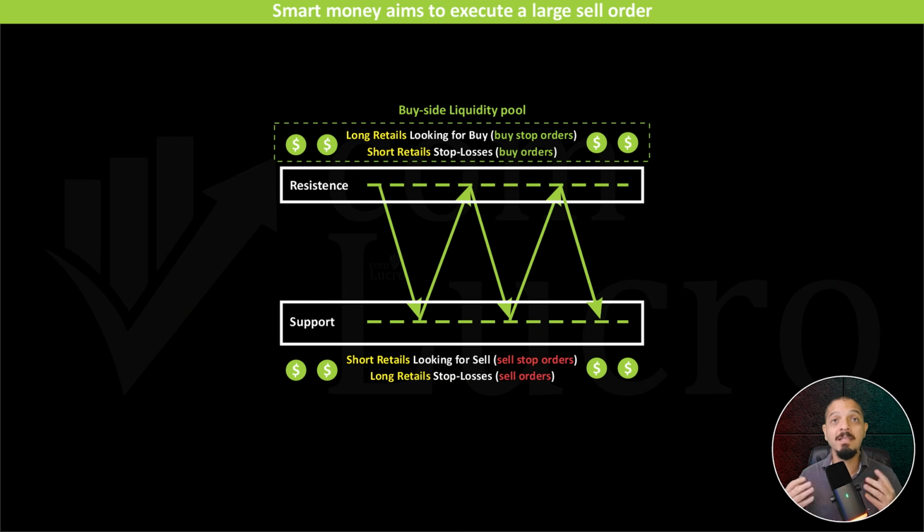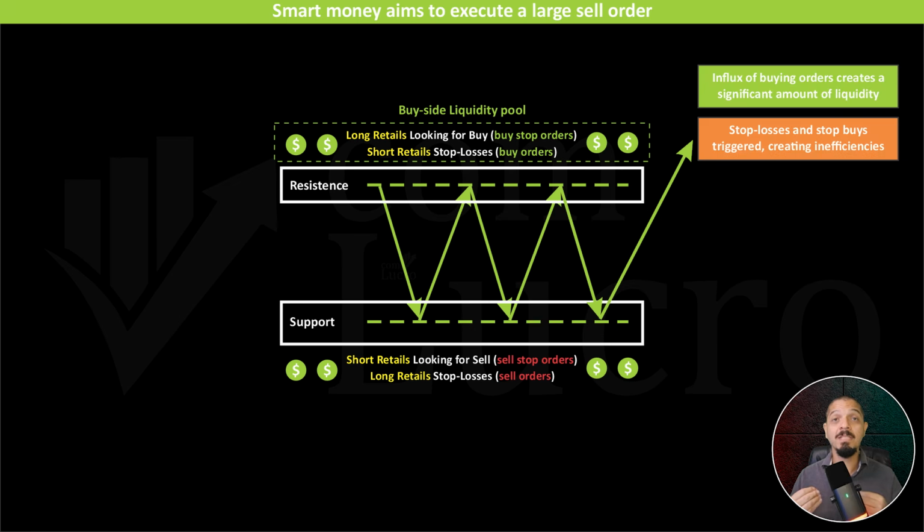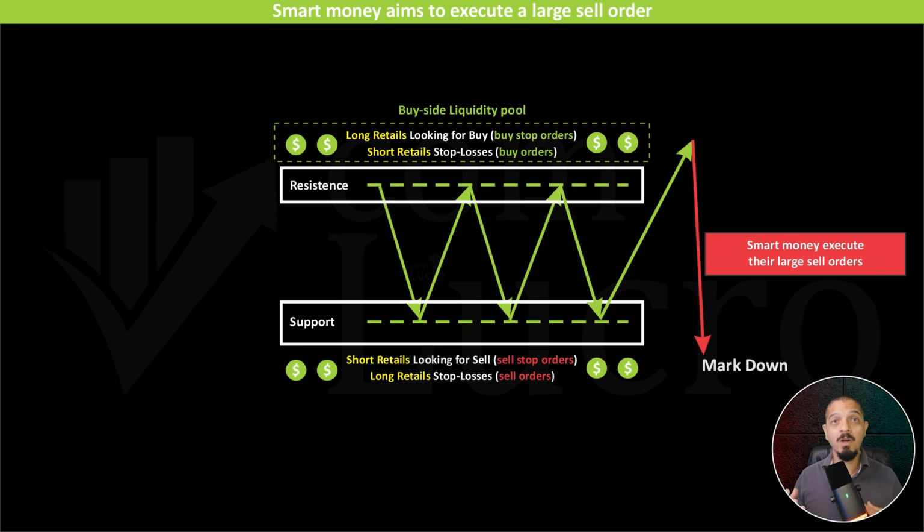Now, to understand this more clearly, let's consider a scenario where smart money aims to execute a large sell order. As the price moves upward toward buy-side liquidity, it breaks through the resistance level. This triggers the stop losses of retail traders who were short near resistance, forcing them to buy to cover their positions. At the same time, it activates buy stop orders from breakout traders. This sudden influx of buying pressure creates the liquidity needed for smart money to execute large sell positions.